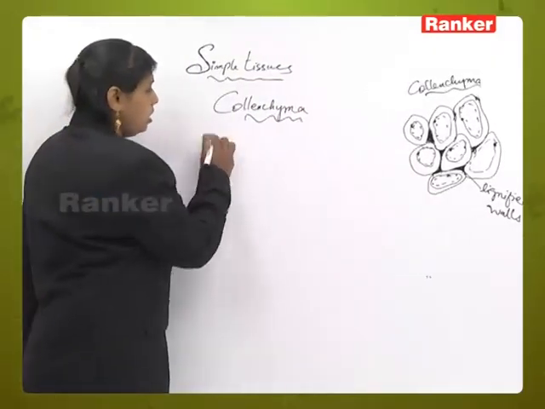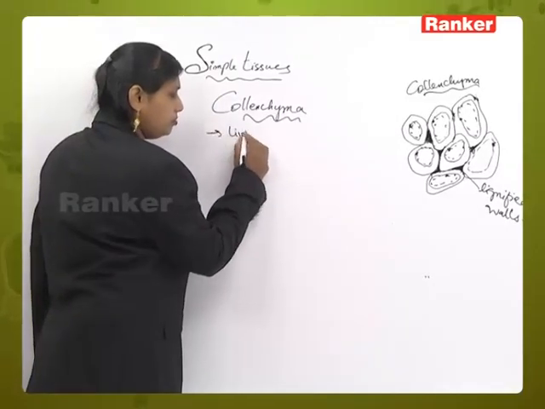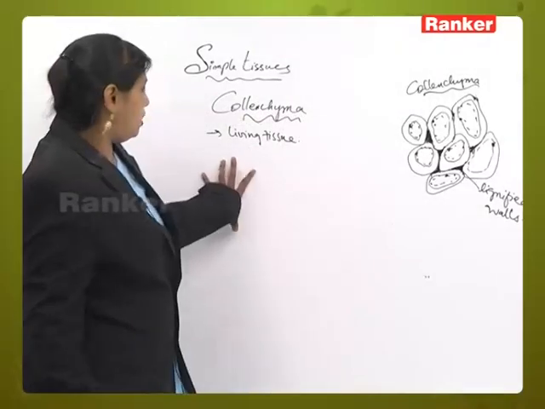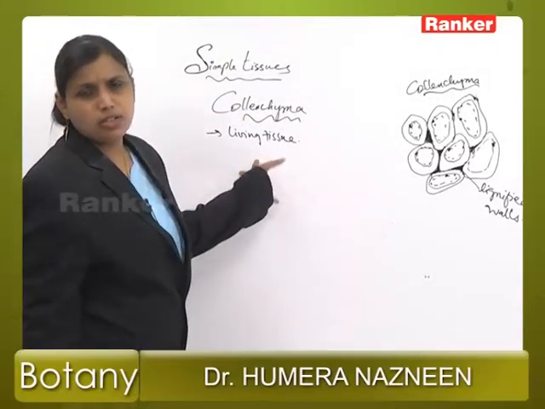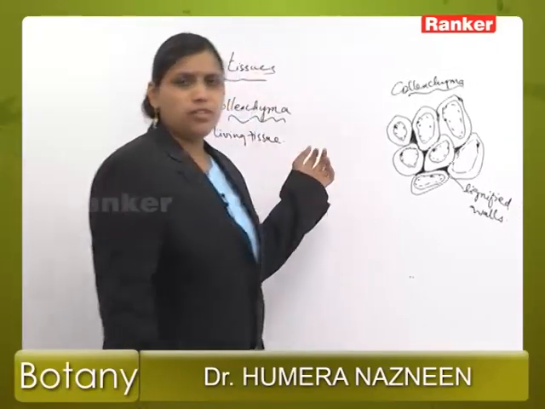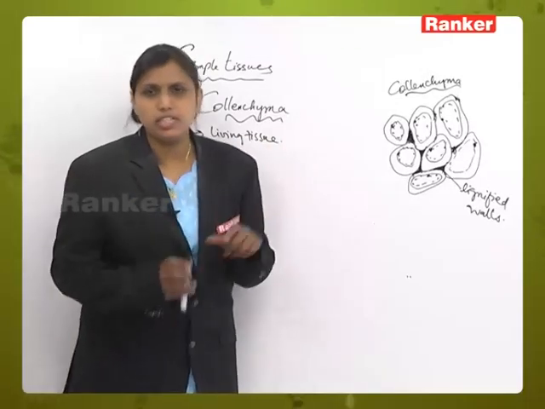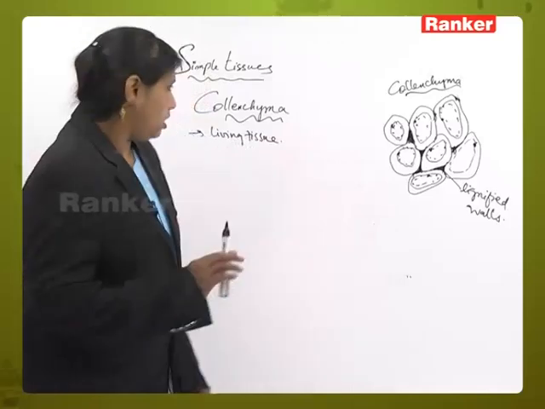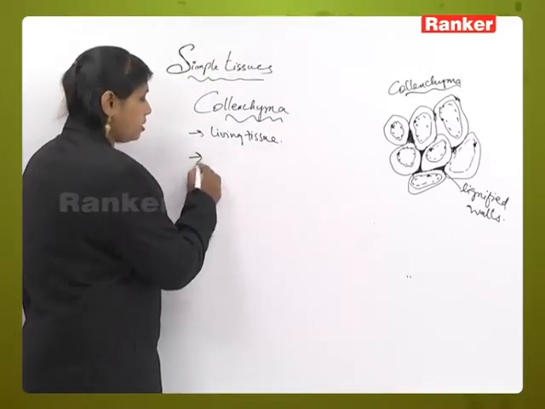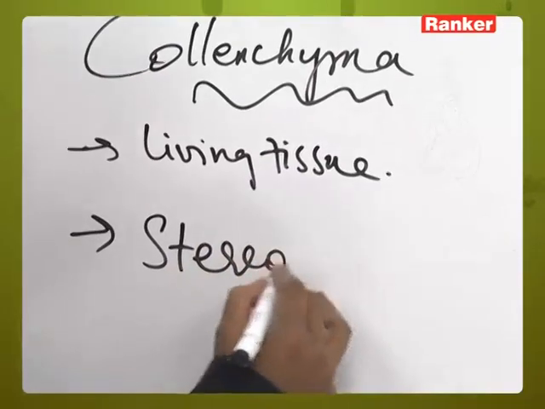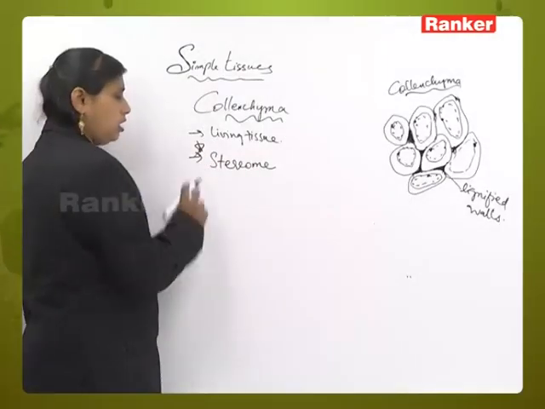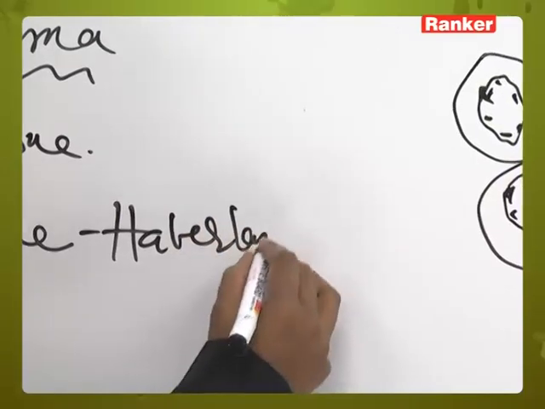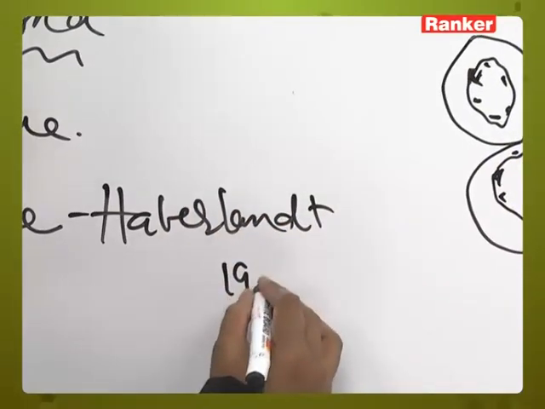If you take it point wise, it is also one of the living tissues, and it performs only a single function, as that of the sclerenchyma. The major function of the Collenchyma is that it gives rigidity and flexibility to the plant body. The alternative name for Collenchyma is stereome. This is important. Stereome was given by a scientist called Haberlandt in 1910.